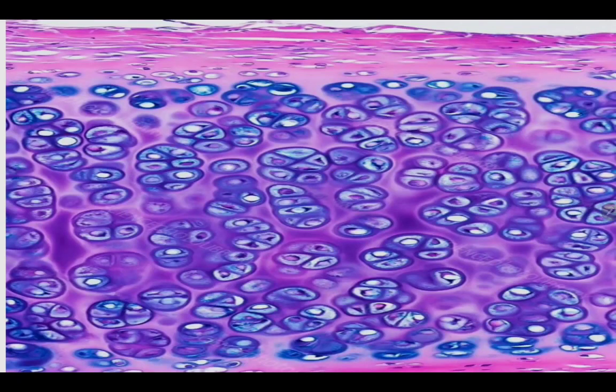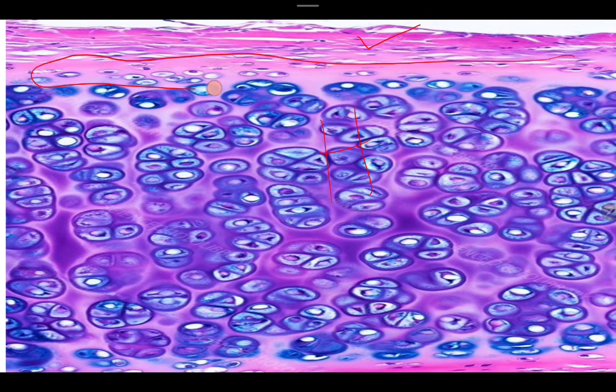How about this one? If your answer is hyaline, very good. So, this is the perichondrium, this is the chondrogenic layer, and these are the multiple isogenous cell groups. If I may add, you can also see here the intercellular and territorial matrix. The bluish stains around the lacuna, those are the territorial matrix. I hope we don't get lost between the two.